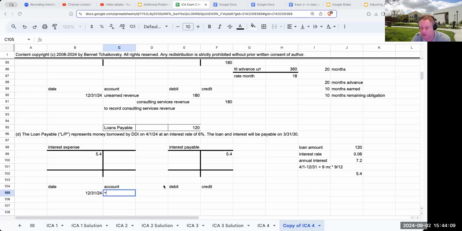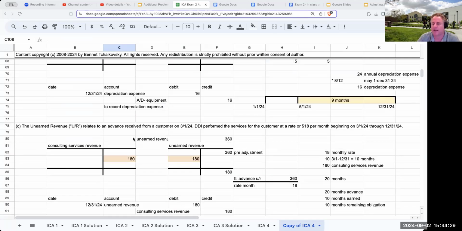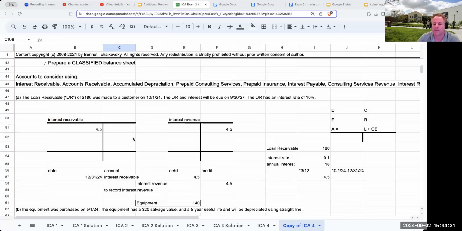12/31/24. I show my debits first, interest expense at 5.4. I'm crediting interest payable at 5.4 to record interest expense. Okay. So I've done this part over here. Now I'm ready to go through, and I'll go ahead and put this into the T accounts. I didn't do this one up ahead, but we'll get back to that momentarily.